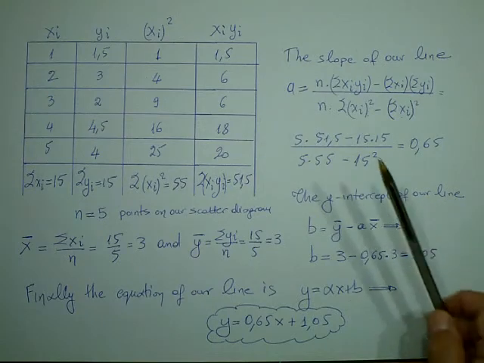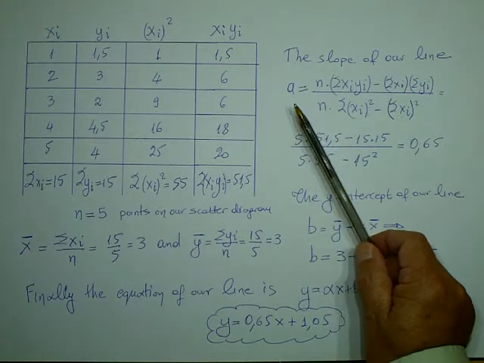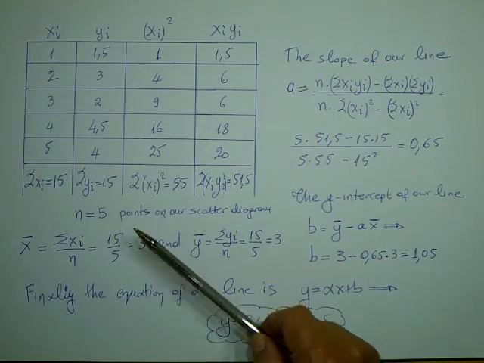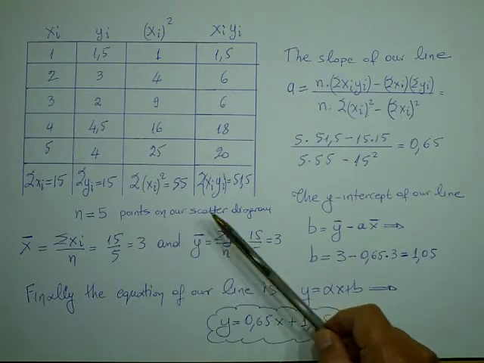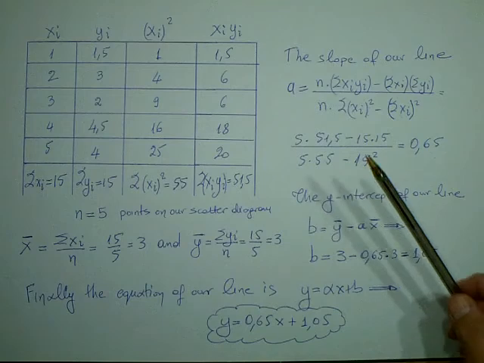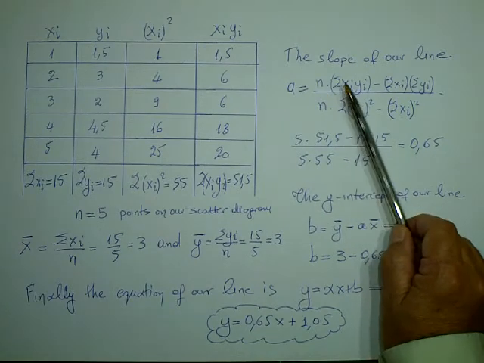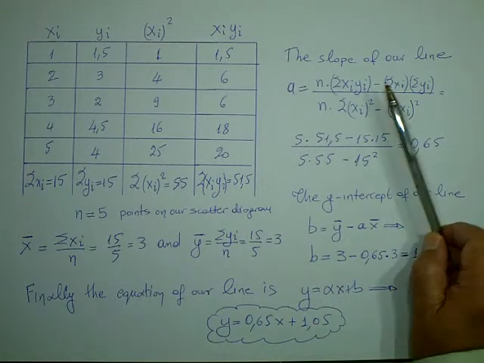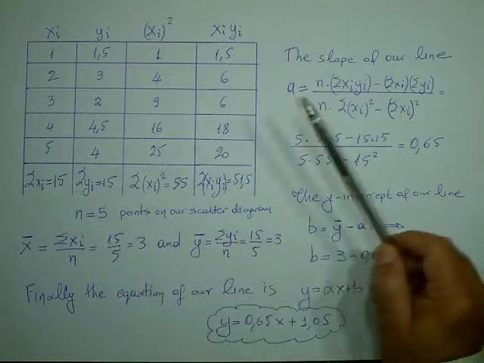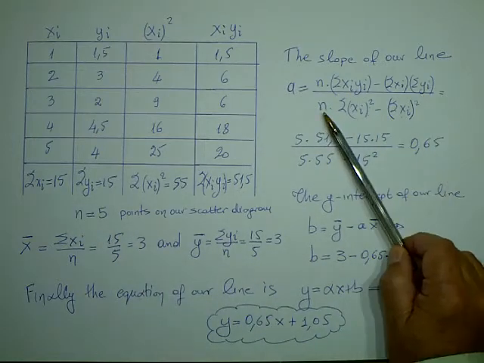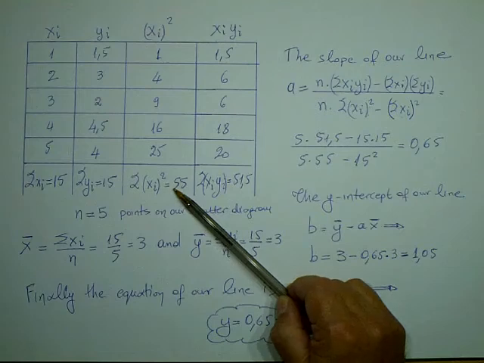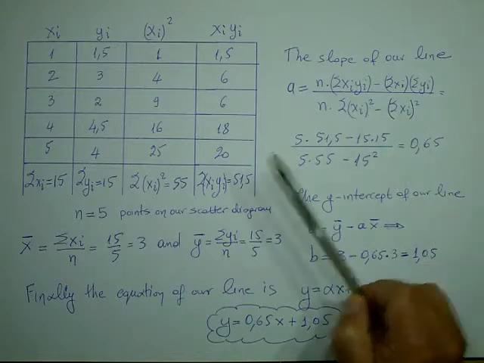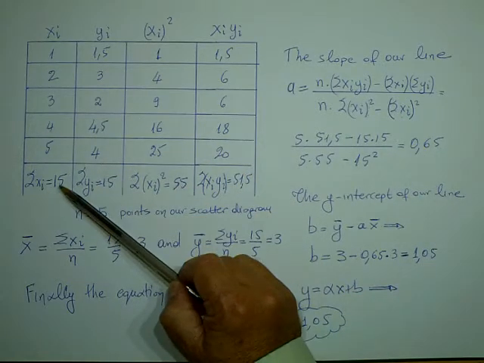of best fit is given by this formula. A is the slope, n, which is 5, is the number of points on our scatter diagram. So n times this number here, minus multiplying these two numbers, over n times this sum here minus sigma xi squared, which is 15 squared.